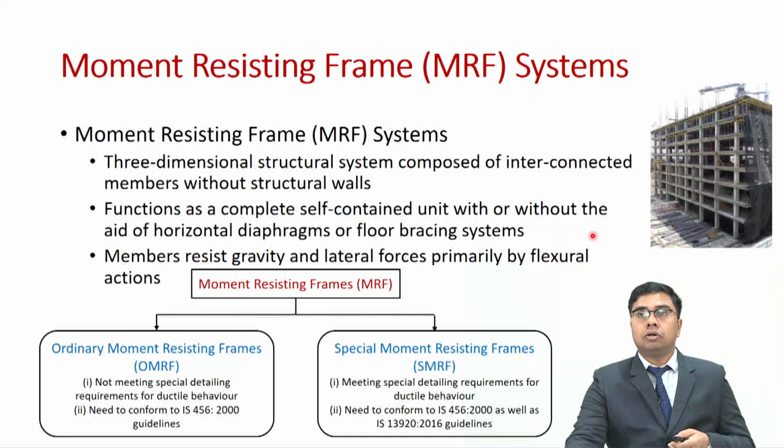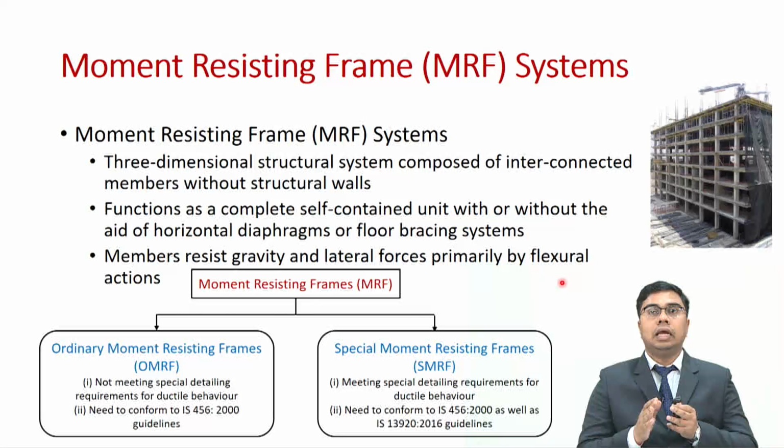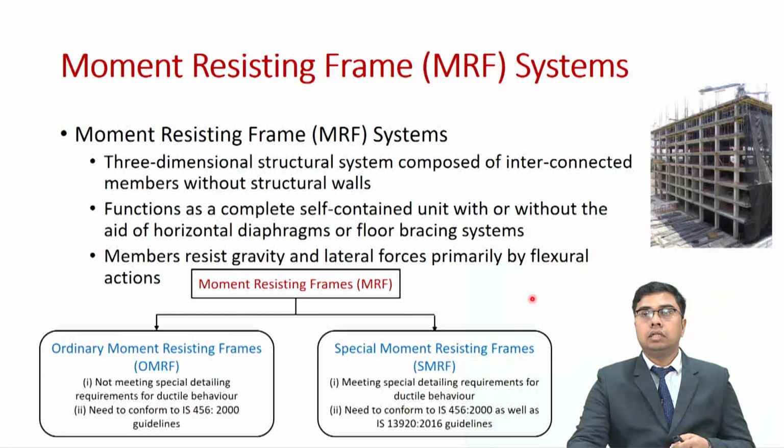In the case of moment resisting frame systems, members resist gravity and lateral loads primarily by flexural actions. It means that members are able to transfer moment from each other, which means from beams to columns. Further, these moment resisting frames can be classified into two types: ordinary moment resisting frames and special moment resisting frames.